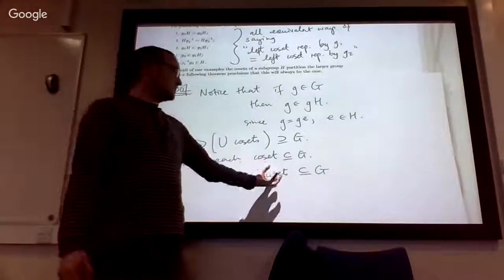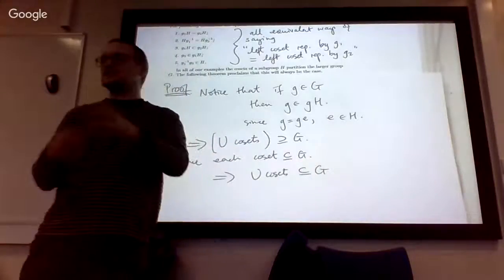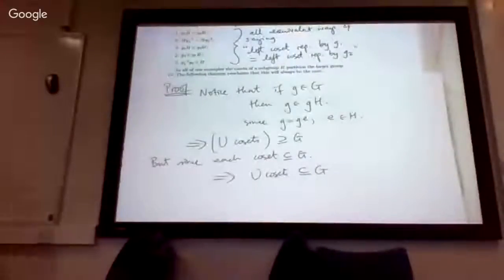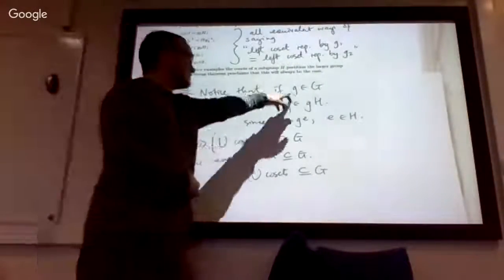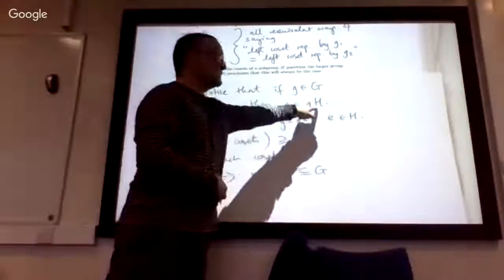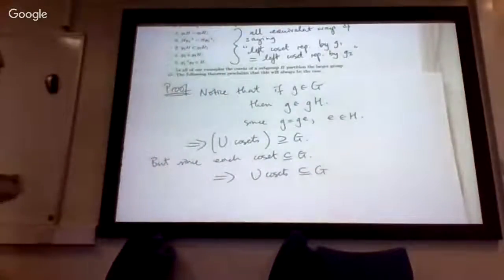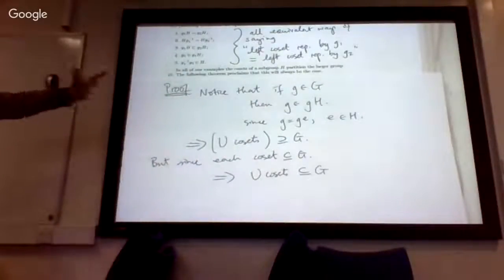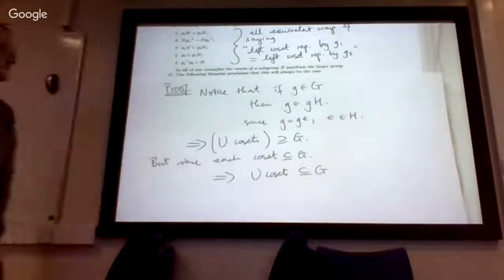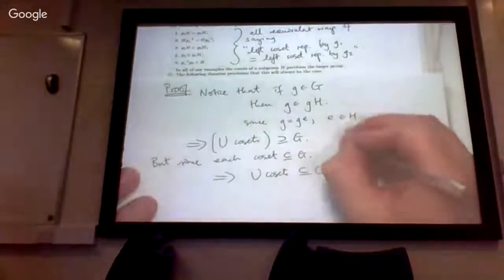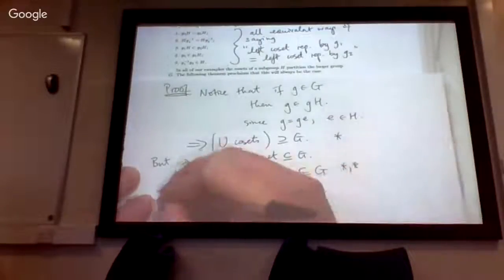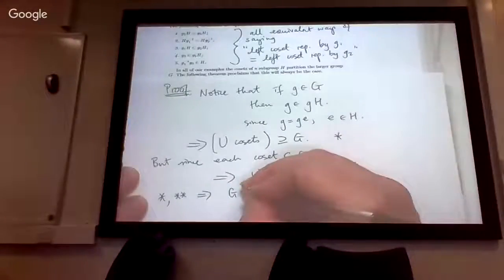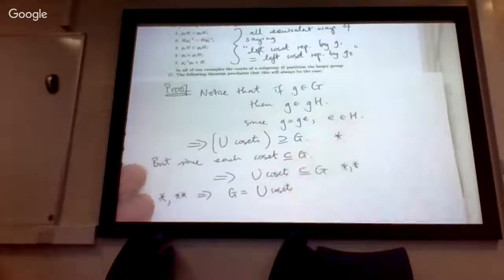By definition, the union of all the cosets is a subset of G, because each coset is a subset. It's still a subset of the set. But that first argument shows every element from the set can be found in at least one of the cosets. So therefore, the union of all the cosets contains the group, because all the elements in the group are found in the union of all the cosets. So once you've got these two, star and star star, imply that G is equal to the union of the cosets. Agreed?